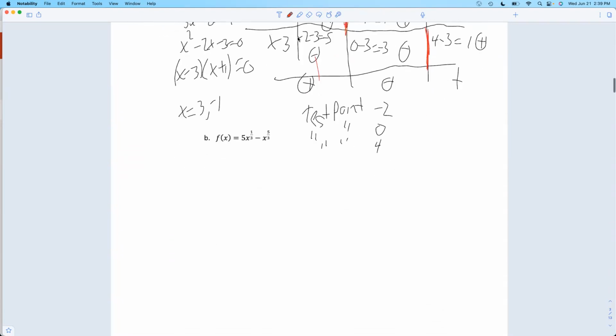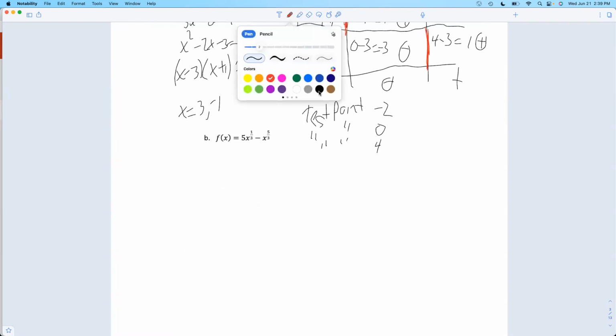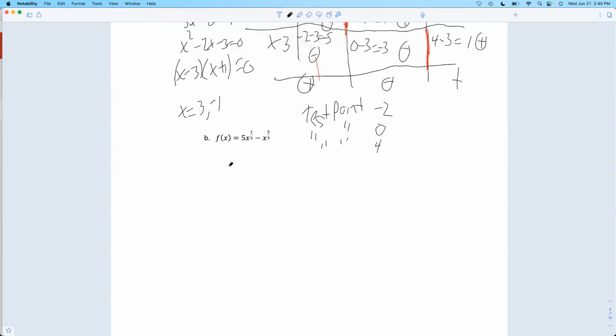Okay, let's do one more example in this video. This video might be a little longer. Okay, so I'm going to take the derivative. Every time, take the derivative. I'll get 5/3 x to the negative 2/3 minus 5/3 x to the positive 2/3. And I want to set that equal to 0.